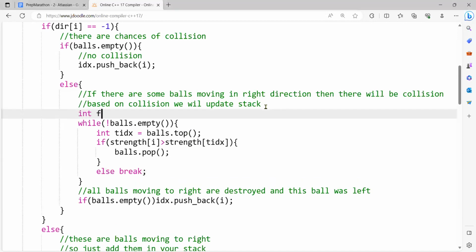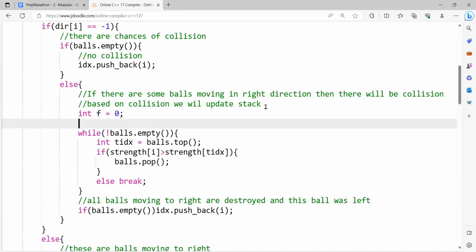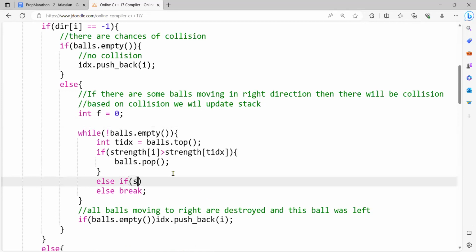For that, what we can do is use a flag. This will tell us whether there is a case where both balls collided and exploded. So that is a case we need to add here: if the strength of my current ball is equal to the strength of the top ball.